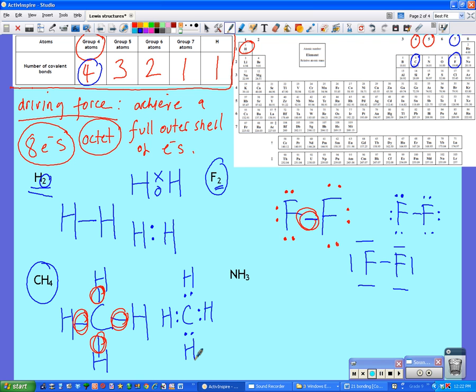Next, we have ammonia. Nitrogen and 3 hydrogens. Nitrogen is in group 5 over here, so it's got 5 electrons in its outer shell. It can form 3 covalent bonds. Let's put them in straight away. 1, 2, 3. They must be going to hydrogen atoms. Remember, hydrogen can only have 1 covalent bond, so hydrogen cannot go between 2 atoms. It cannot be bonded to 2 atoms at any point.